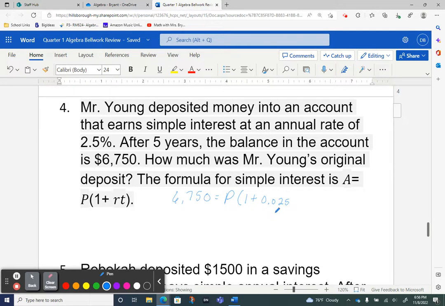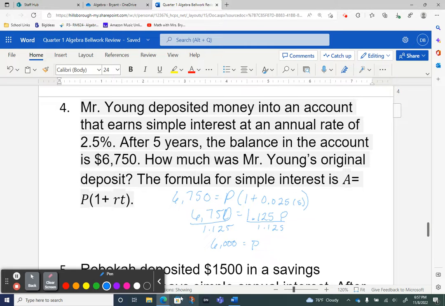2.5%, which would be 0.025 multiplied by 5 years. So 0.025 times 5 would be 0.125 plus 1, 1.125. P is 6,750. Divide both sides by 1.125. Oops, that's a 0. Sorry about that. And we have 6,750 divided by 1.125 gives me a principal of $6,000.